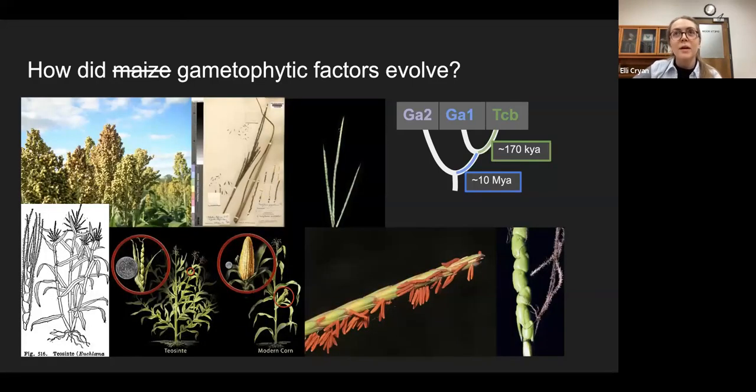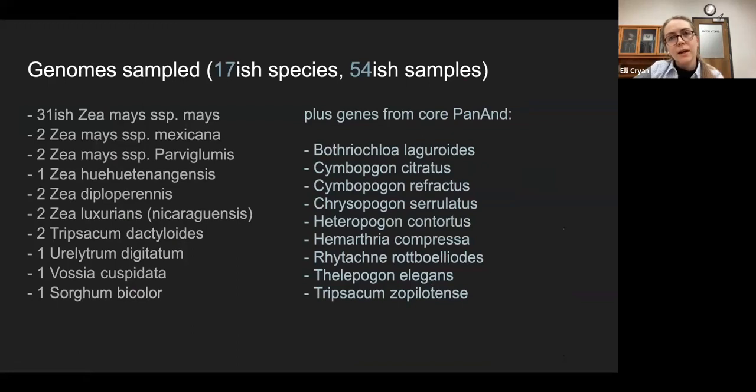To get a better picture of what's going on in these genes, we wanted to broaden our sampling in terms of the species we're looking at, to better capture what's going on beyond this 10 million year time point before the earliest divergence. So we went through and sampled a bunch more species. Here's some sorghum. We've got some other types of teosinte, and we're looking more widely at the Andropogoneae.